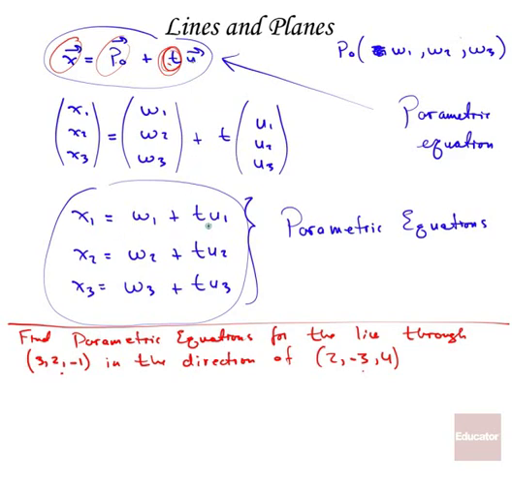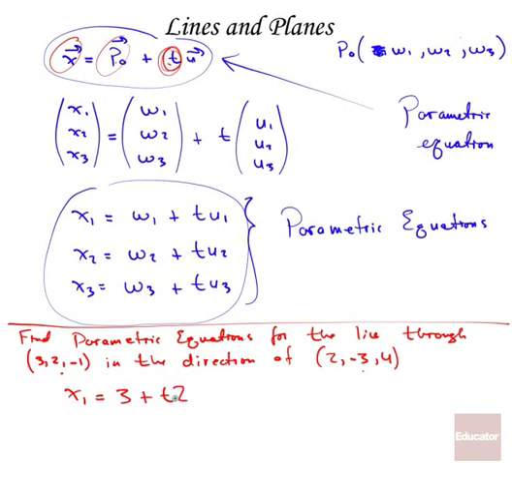Well, in component form, it's like this. So we just take x1, x2, x3 and u1, u2, u3. We want the line to pass through this point, so our x value of the point that we want is equal to 3. That's the point that it passes through in the direction of that vector, plus t times 2.